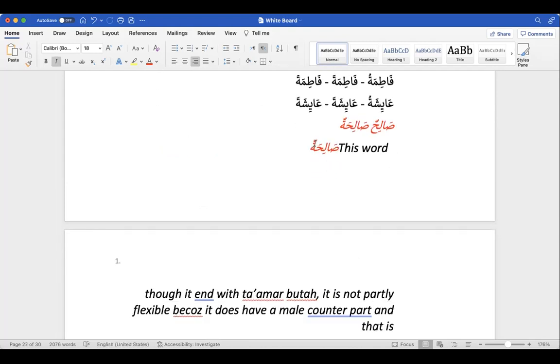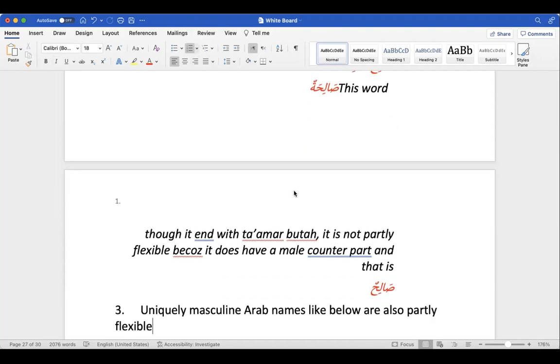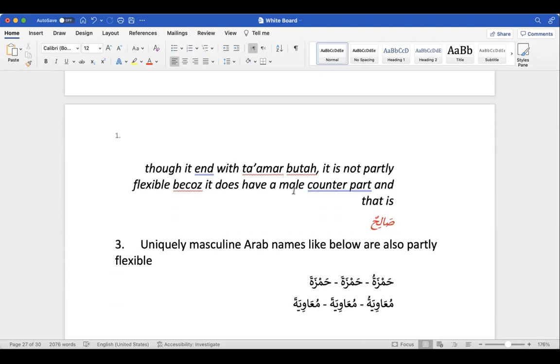So this Salihatun, though it is ending with Tamar Buta also, has a male counterpart. That's why it is fully flexible, so it can take all the harkats. Then you have uniquely masculine Arab names, which are also partly flexible.